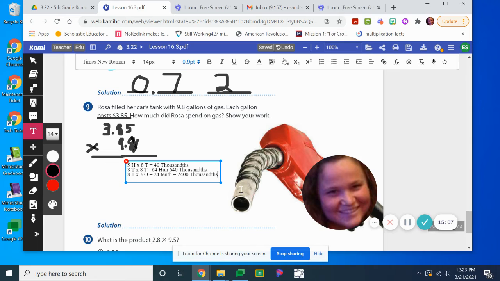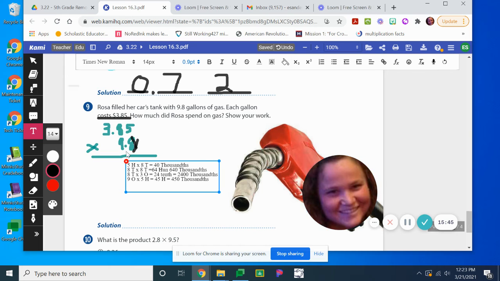Now I've got 9 wholes times 5 hundredths. So I have 9 ones, because it's in front of the decimal, times 5 hundredths. So a hundredth times a 1 is actually a hundredth, and that gives me 9 times 5 is 45 hundredths. And now to get from hundredths to thousandths, I add a 0. So I have 450 thousandths.